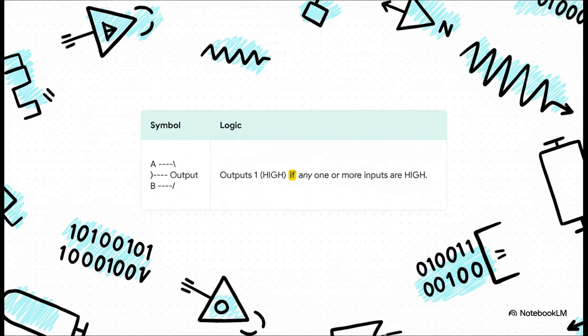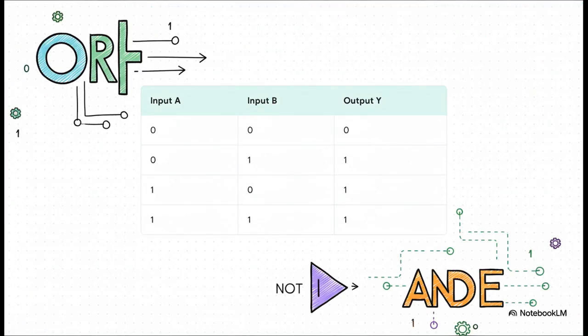Okay, next we have the OR gate, and this one is way more relaxed. It will output a 1 if input A is a 1, or if input B is a 1, or if they're both 1. Just think about getting into a house. You could use the front door, or you could use the back door. You only need one of them to be open to get inside, right? That's the OR gate.